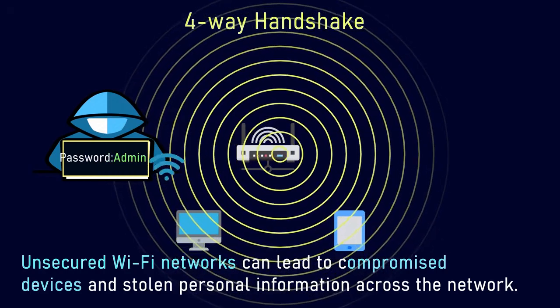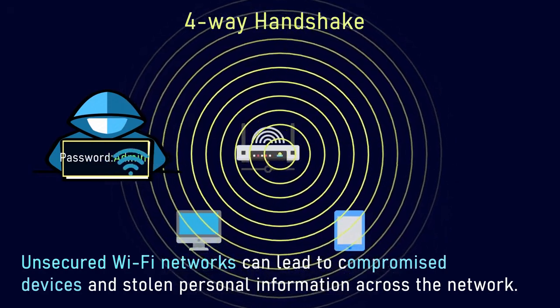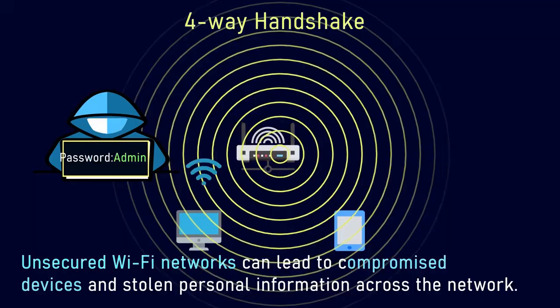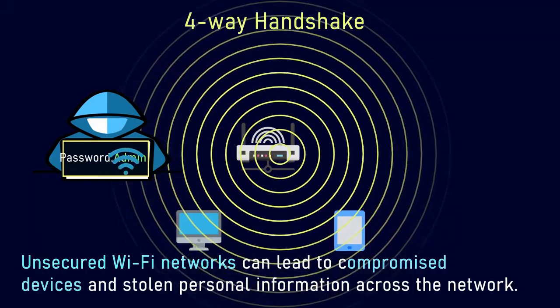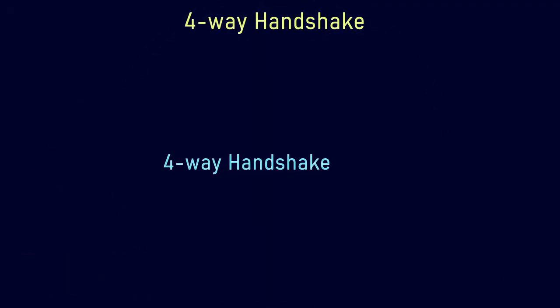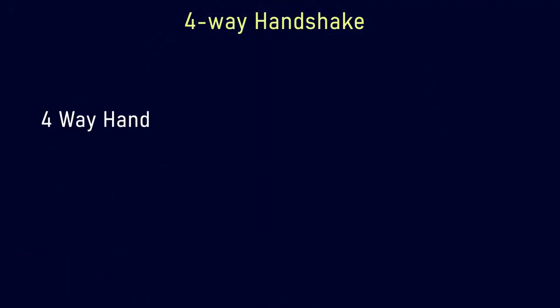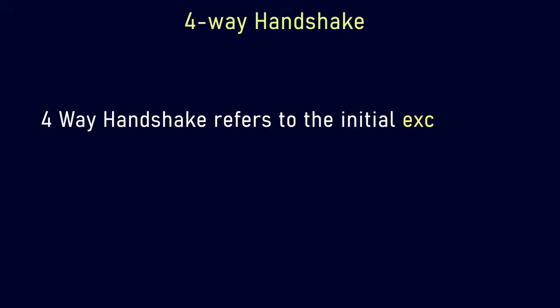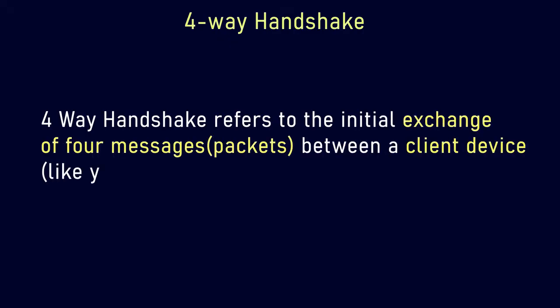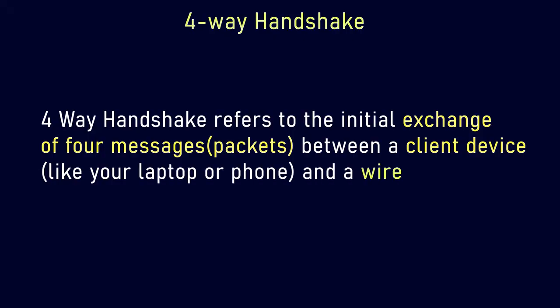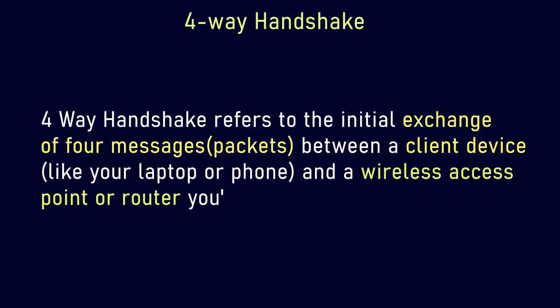Therefore, we need a mechanism to protect the data. As we have seen in the previous video, data can easily be intercepted. This is where the four-way handshake comes in. It refers to the initial exchange of 4 packets between a client device like your laptop or phone and a wireless access point you are trying to connect to.